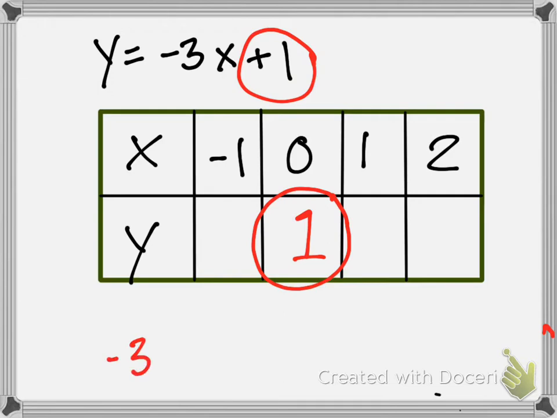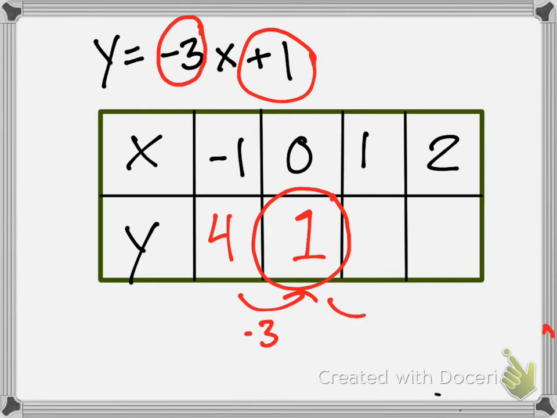The rest we plug in. -3 times -1. A negative times a negative is a positive. We get 3. 3 plus 1, because we still have that, is 4. And actually, let's look at this. How do I go from 4 to 1? -3. Look at that, -3. So I'm going to do the same thing here because it's all by 1.